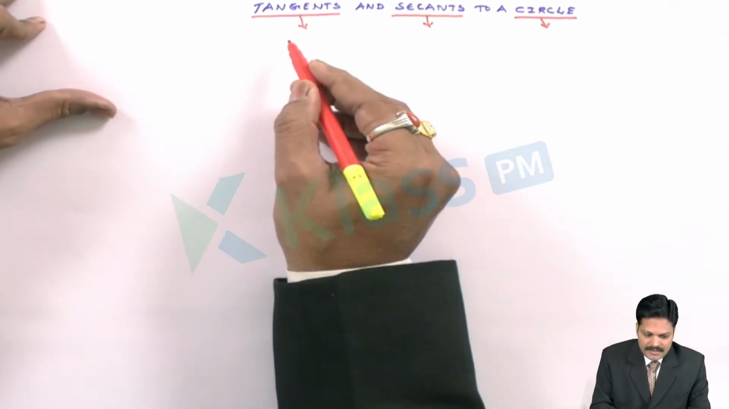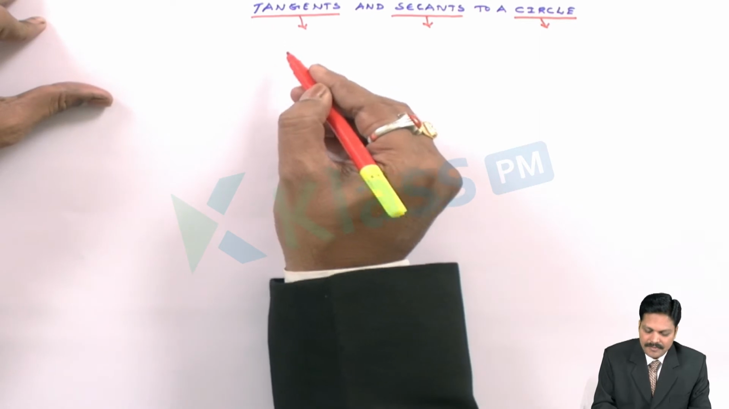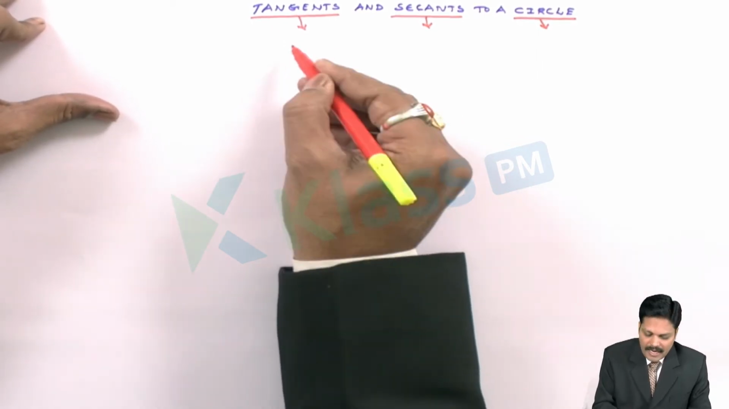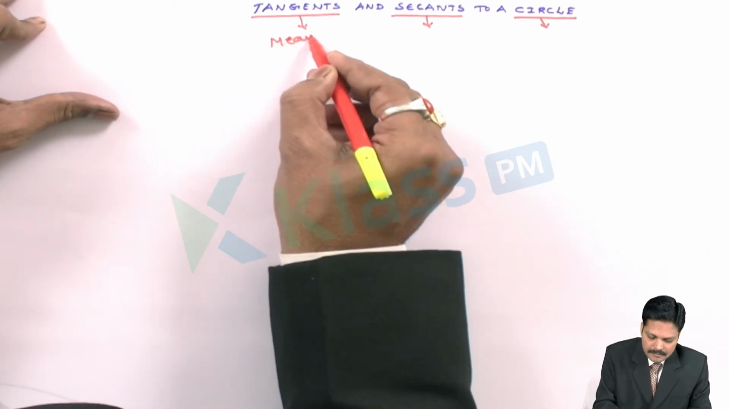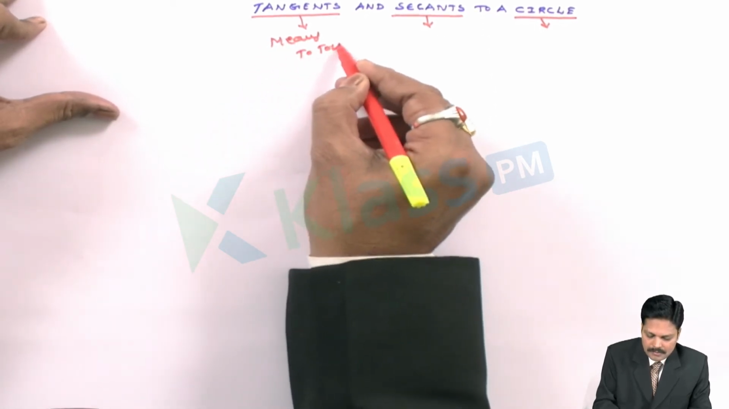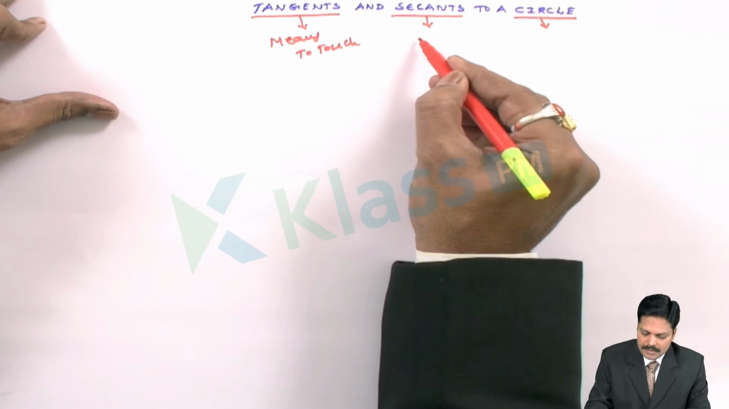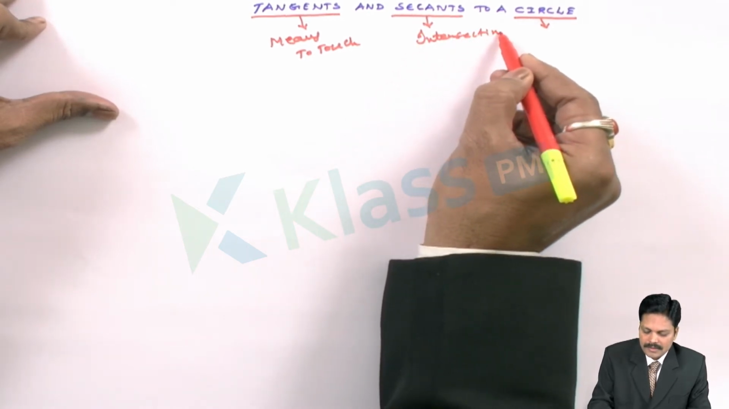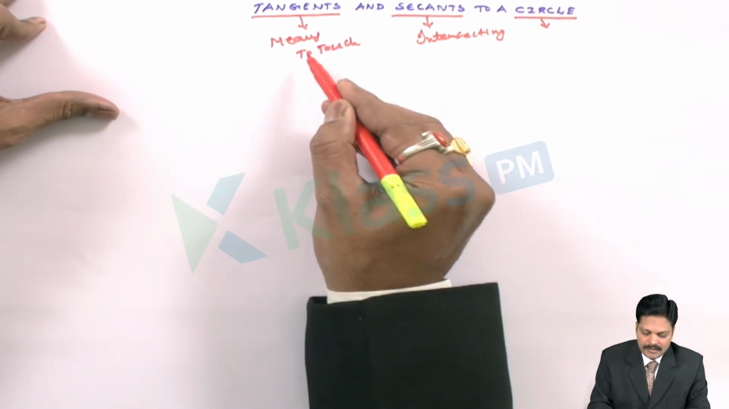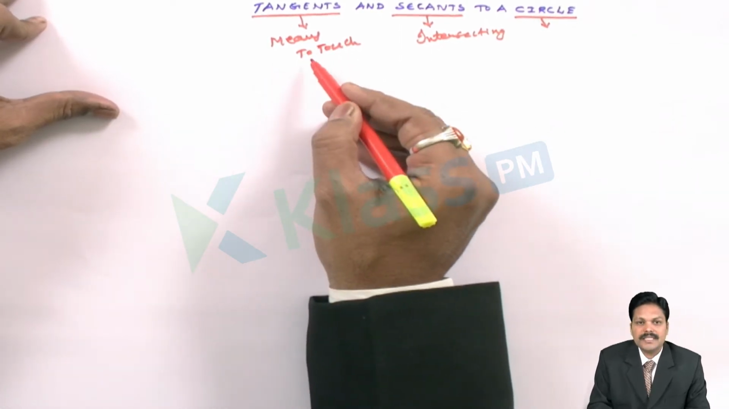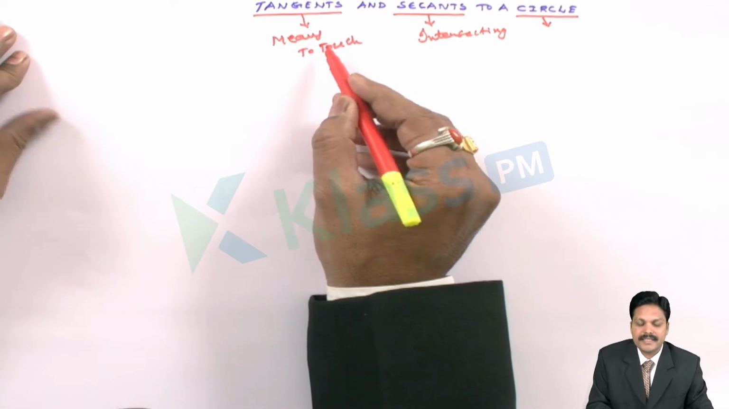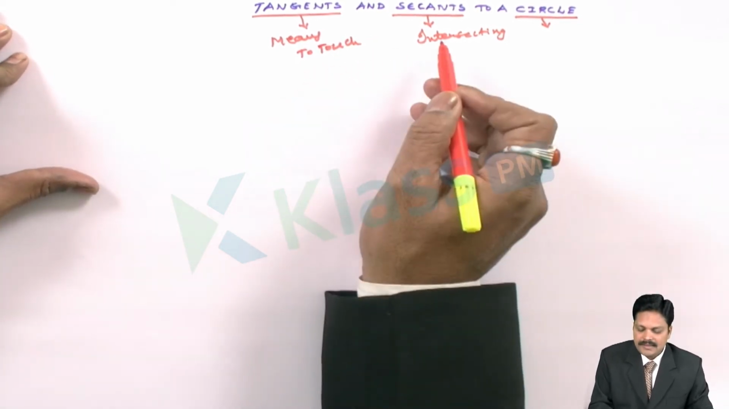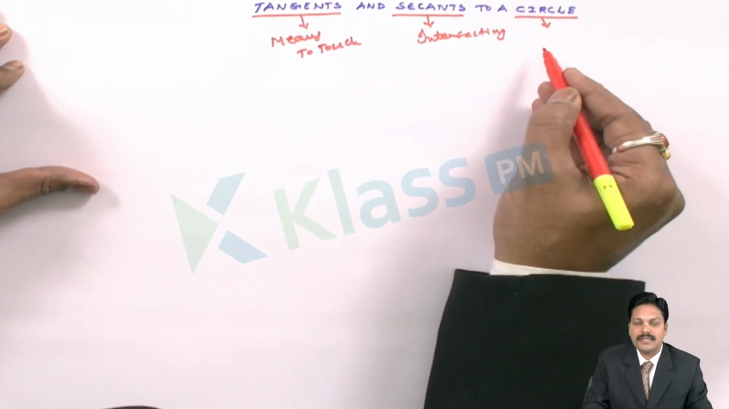A Danish mathematician introduced tangents. Tangent means to touch. Secant means intersecting. So here we are going to learn about tangents and secants. How can we take the tangents and secants to the circle?